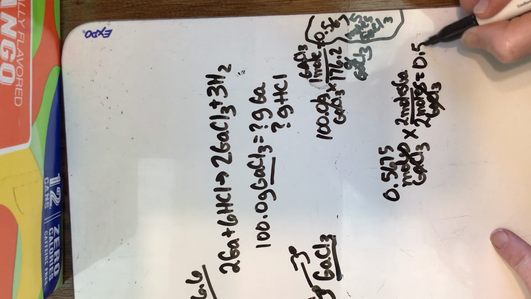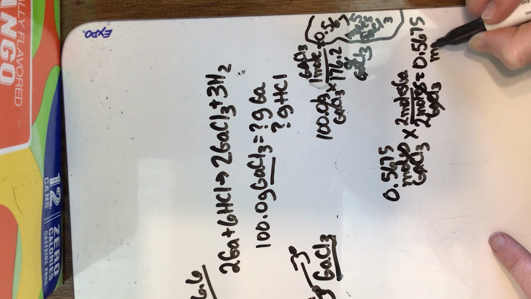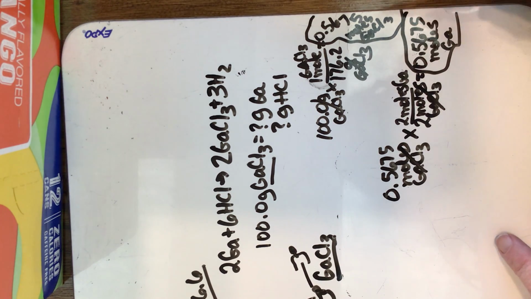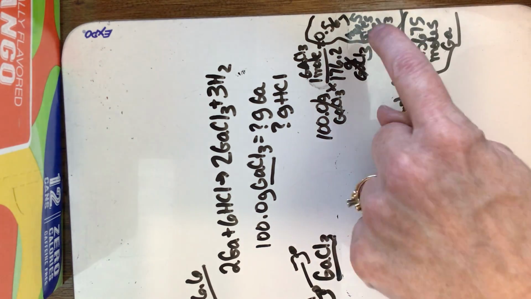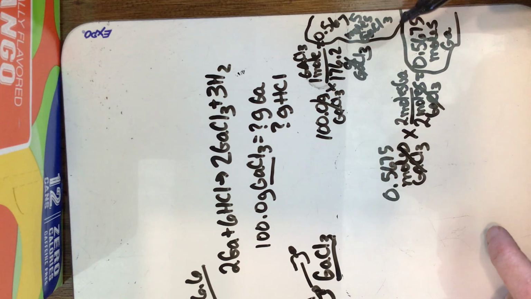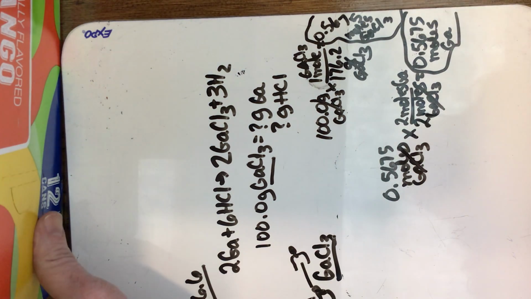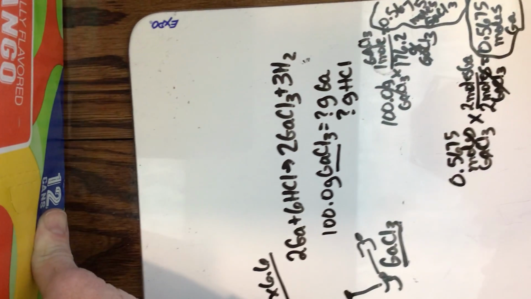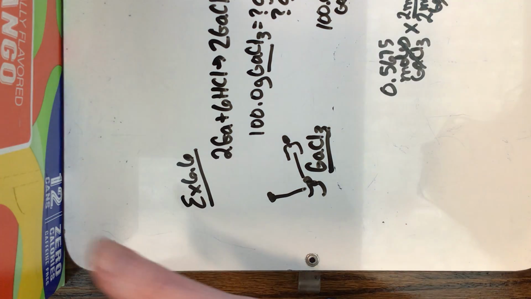So 0.5675 moles of gallium is what I have used. And this part we've already done before. We've gone from moles of one thing to moles of another. Okay? We just added an additional step at the beginning, and we're going to have to add an additional step at the end in just a minute. Okay? So that gets me that far. And I'm going to make some space here for this bottom piece.